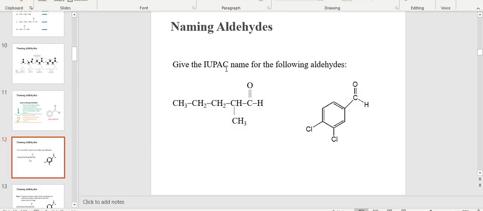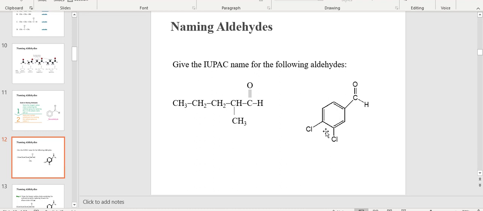I got some other ones here that I'll show you. Give the IUPAC name for the following aldehydes. So you have a look here. I got uno, dos, tres, cuatro, cinco. I got a 5 carbon chain. Okay. Off my 5 carbon chain, I have an aldehyde group on the end, and I have a methyl group here on the 2 carbon. This guy here is the big boss. So this would be, okay, pentanal. And then this guy here would be 2-methyl pentanal.